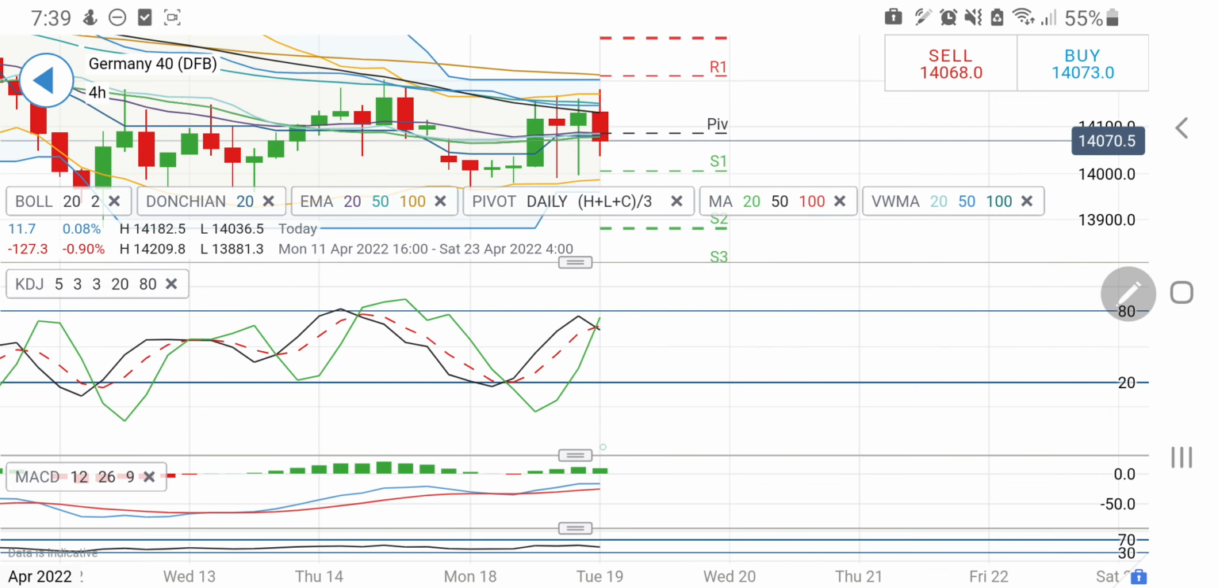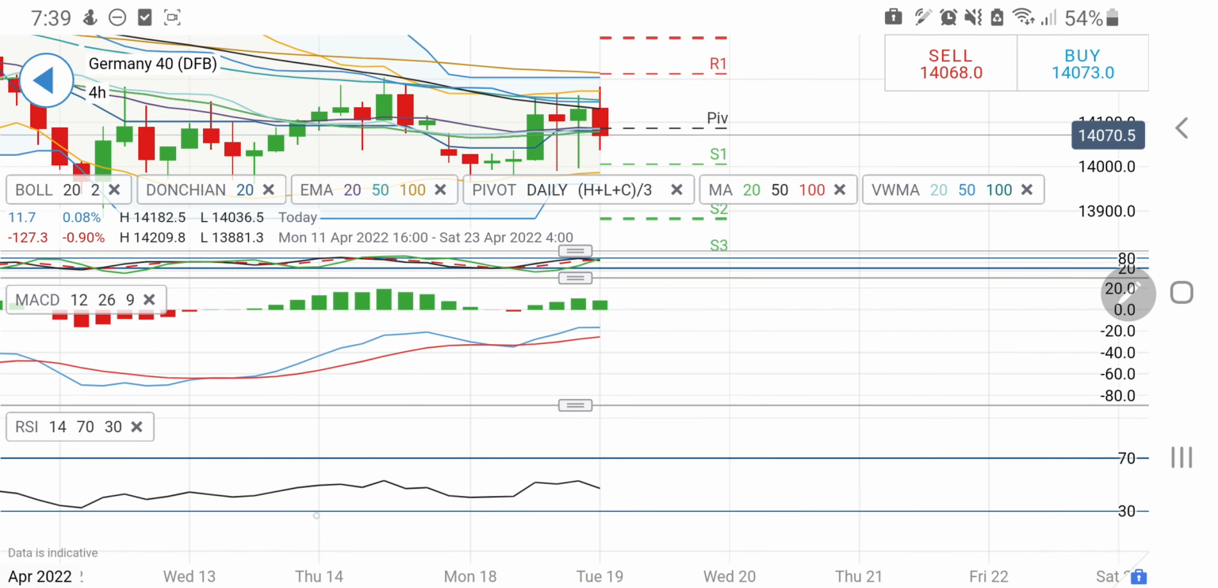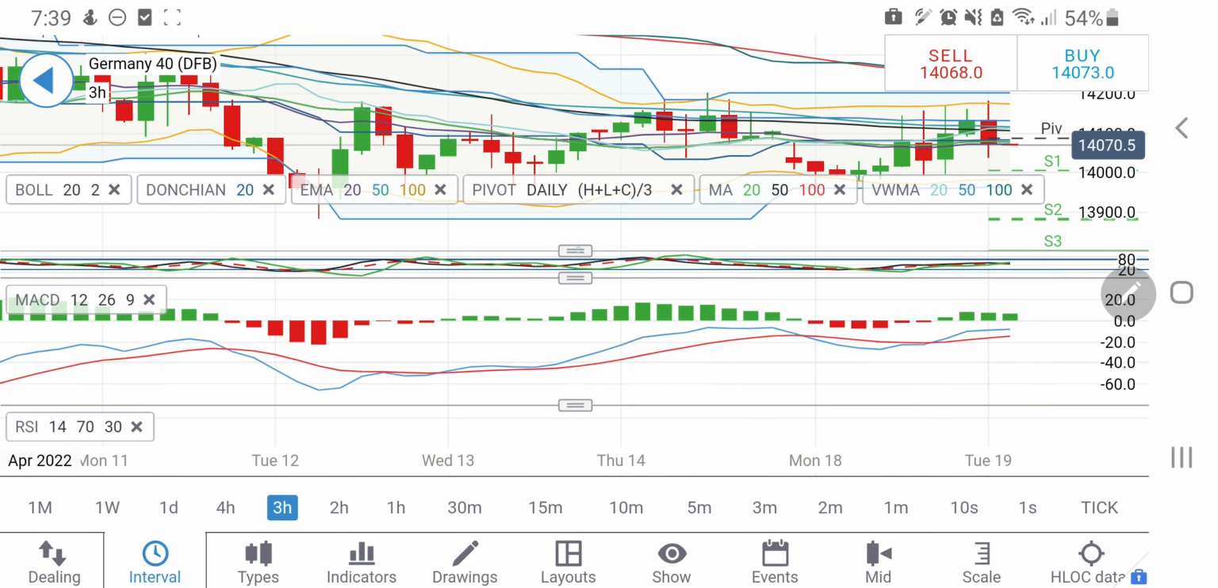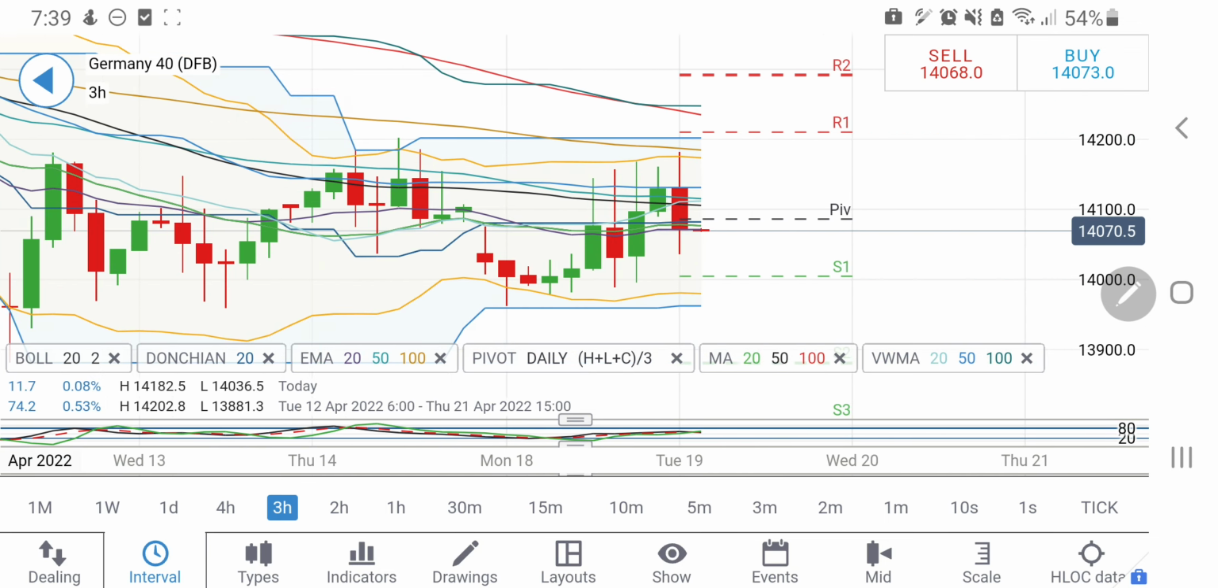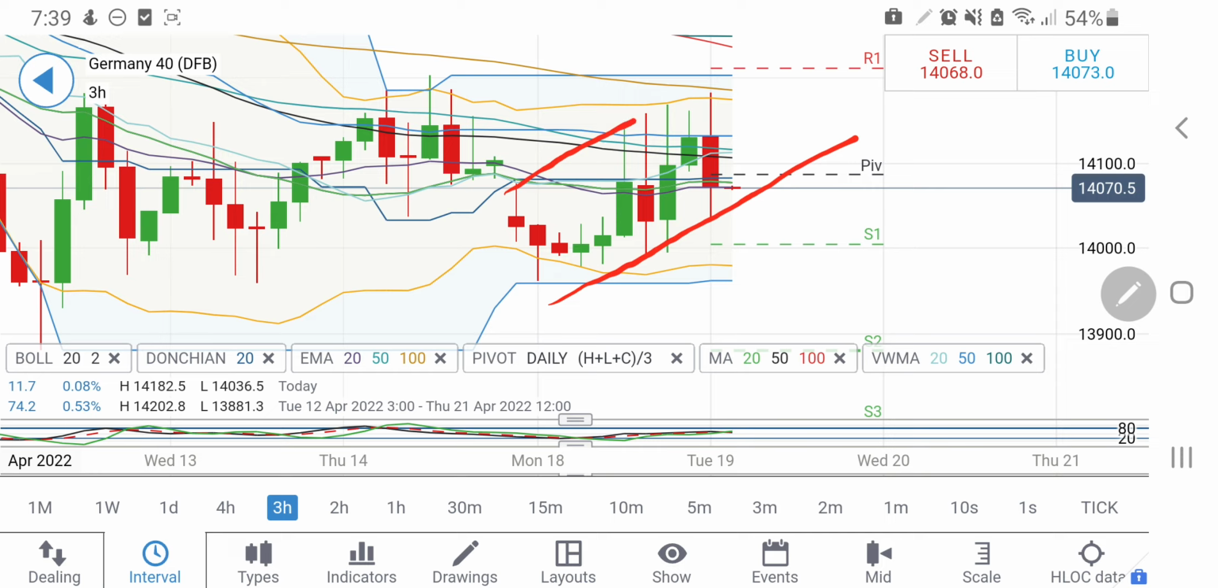The 4-hour stochastic is now looking downwards. MACD is trying to converge from here, and the RSI is also looking downwards here. If you look at the 3-hour charts, similarly, it is trying to trade very much in this channel, and higher lows and higher highs are consistently created. So possibly one can take a long entry here.